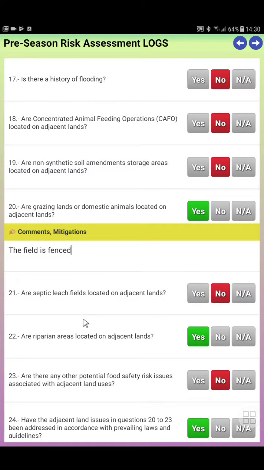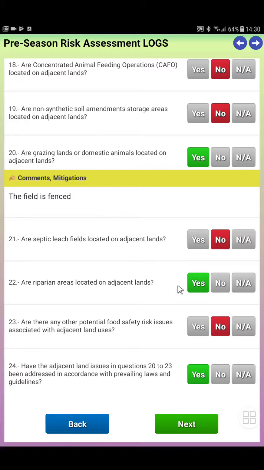is fenced. Are septic leak fields located in adjacent lands? No, hopefully. Are recharging areas located in adjacent lands? Yes or no. Is there any other potential food safety risk issue associated with adjacent land use? No. Have the adjacent land uses in questions 20 to 23 been addressed in accordance with prevailing laws and guidelines? Yes. So next.